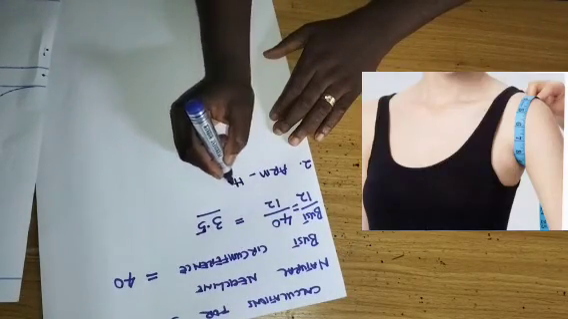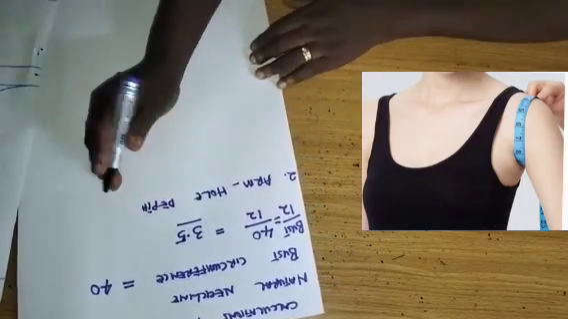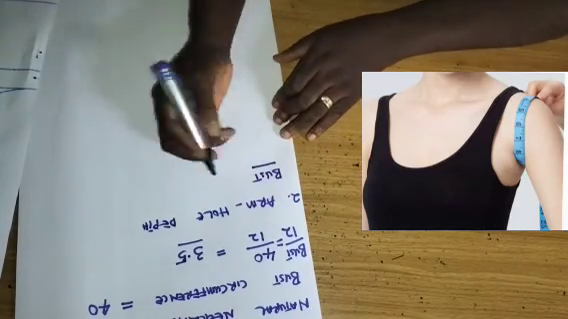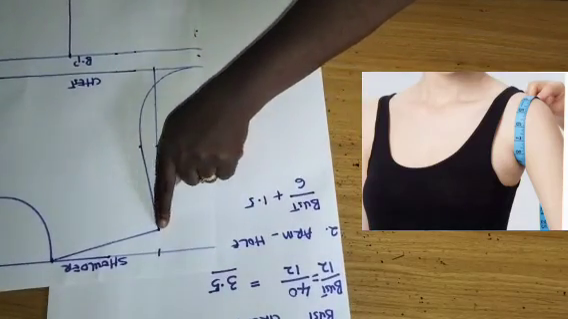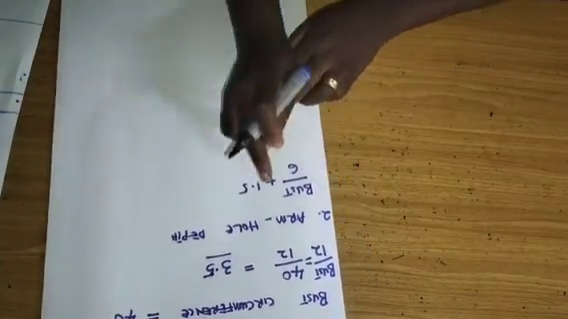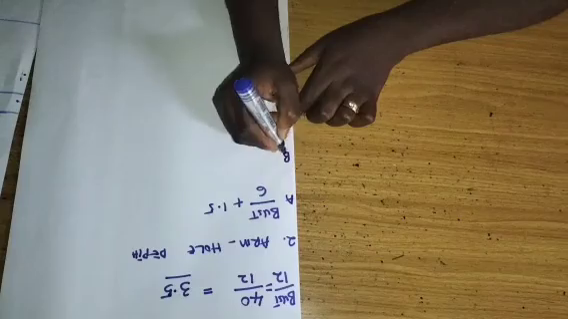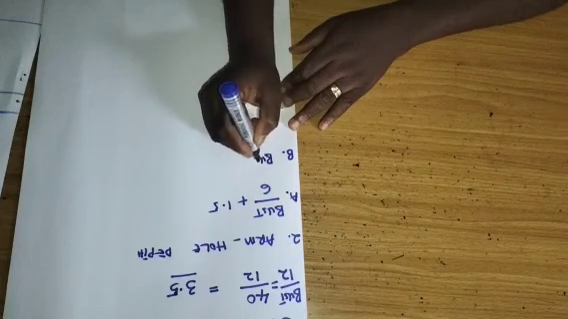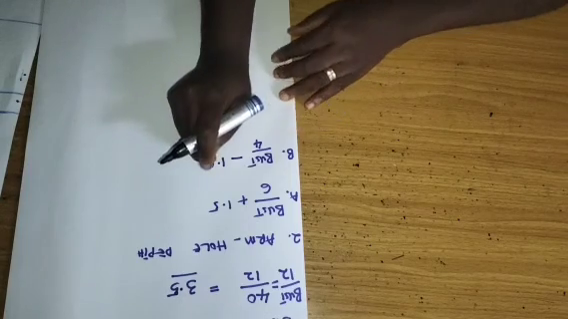To calculate your armhole depth, you are going to use the following formulas. 1, you will use your bust divided by 6 plus 1.5. That is the so-called chest line, which we measure from the shoulder drop to where we have our chest line. That is the first calculation. We have about 3 of them you can use. I call this A: bust divided by 6 plus 1.5. B: you can use your bust divided by 4 minus 1.5.